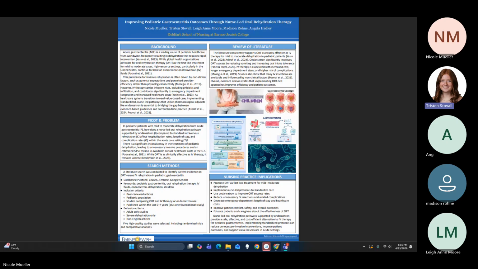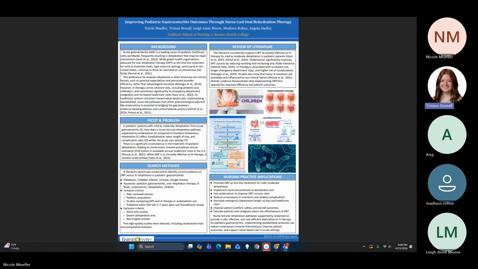Acute gastroenteritis, or AGE, is a very common condition in children and often leads to dehydration. Because of this, children frequently come to the emergency department needing treatment. Traditionally, many providers in the U.S. use IV fluids because they are seen as faster or more effective. However, research shows that oral rehydration therapy, or ORT, is actually recommended as a first-line treatment for mild to moderate dehydration. Despite this, IV therapy is still being overused due to non-clinical factors such as parental expectations and perceived provider efficiency. This creates a gap between what research recommends and what is actually happening in practice.